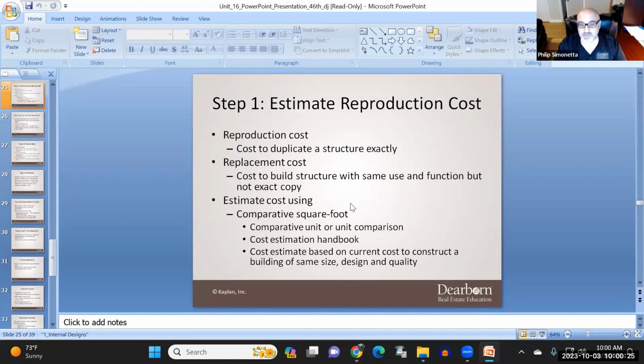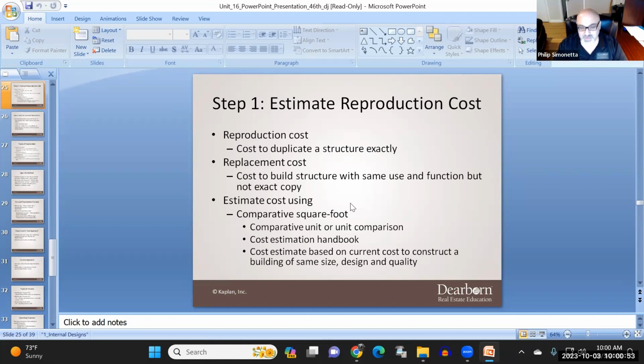This is where you estimate reproduction cost. You have a couple of different breakdowns for this. Number 1, you have reproduction cost. Number 2, you have replacement cost. And then you also have estimated cost. The reproduction cost is the cost to duplicate a structure exactly. Same countertops, same walls, same everything is reproduction.